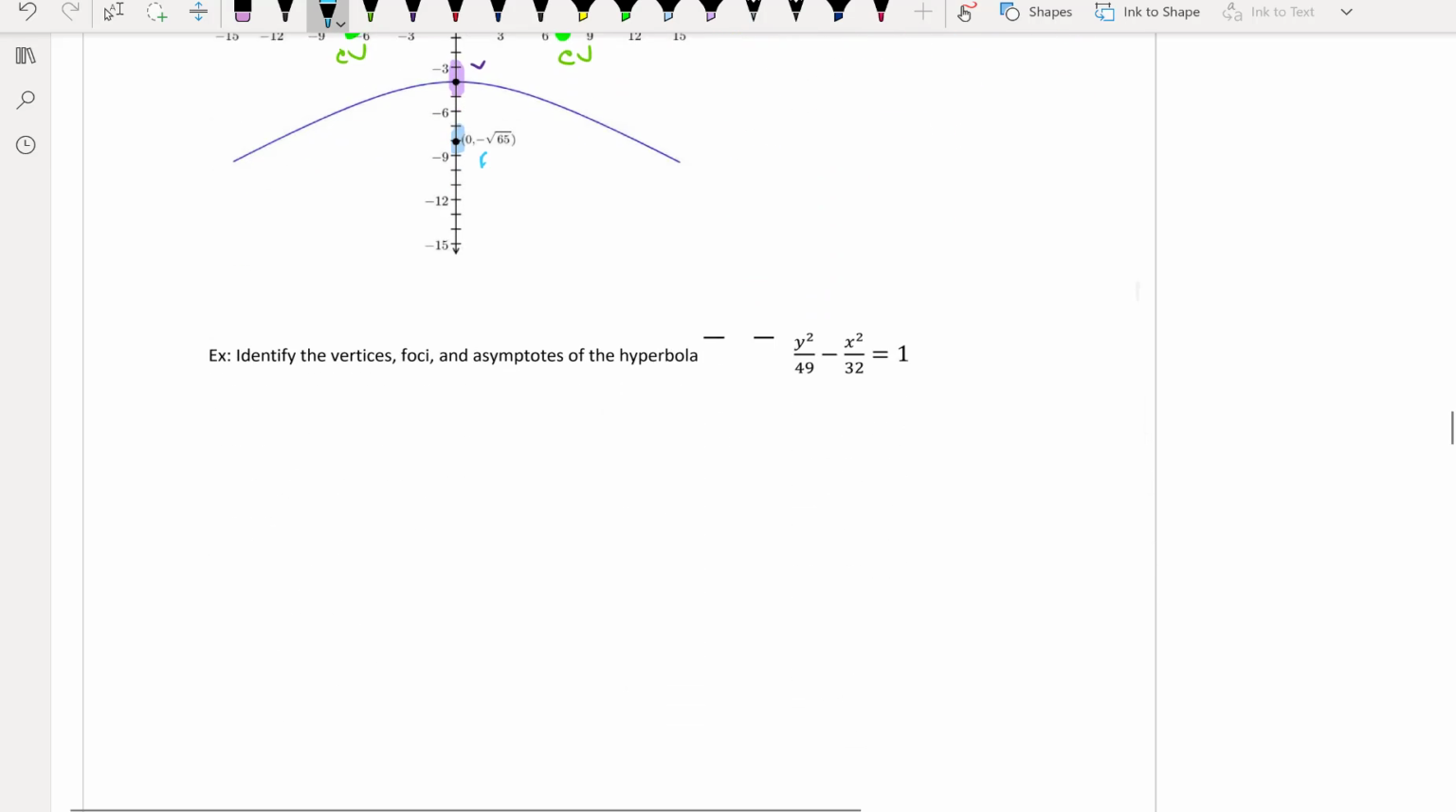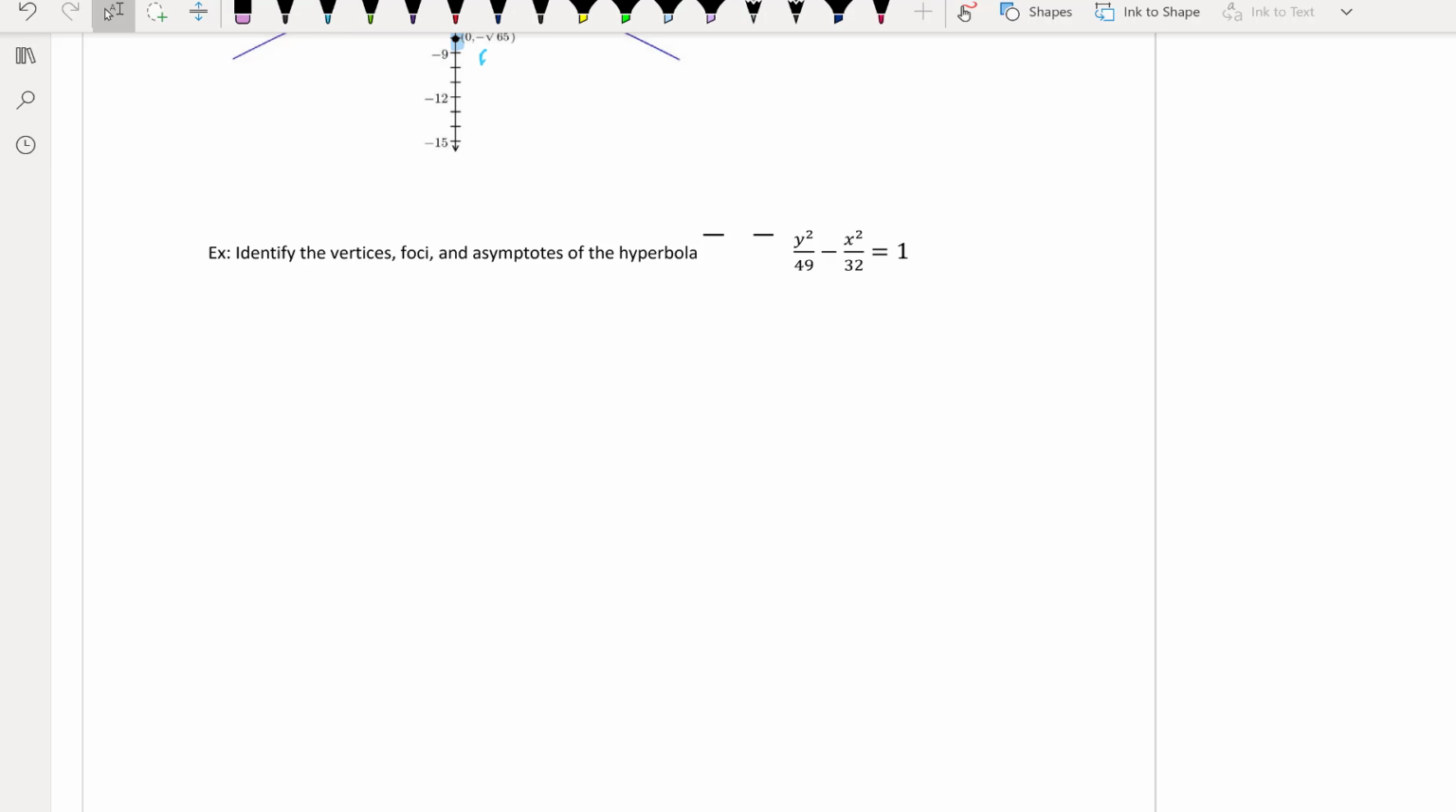For the second example here, it tells us to identify the vertices, the foci, and the asymptotes of the hyperbola. Now it's going to be a little bit different, because now we're dealing with the equation instead of a graph. I do apologize for those 2 lines there. That's just a typo, so don't worry about those. They don't mean anything. We're just worried about y squared over 49 minus x squared over 32 is equal to 1.